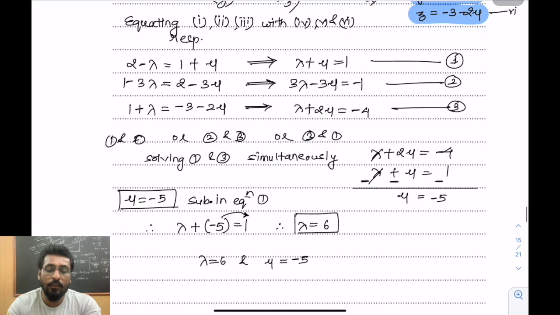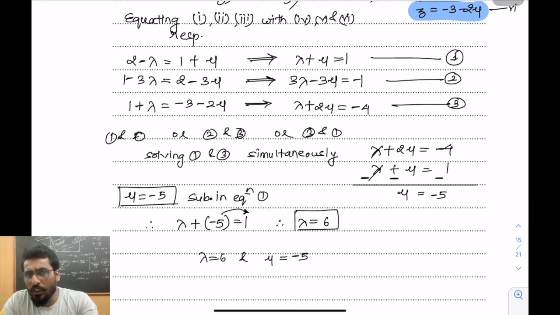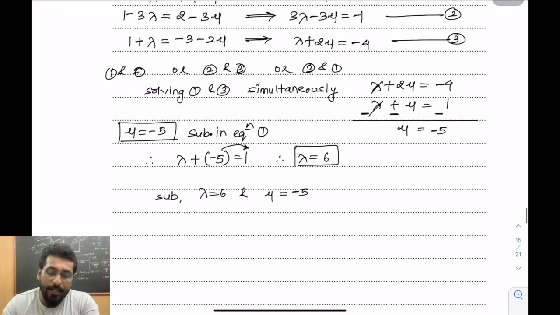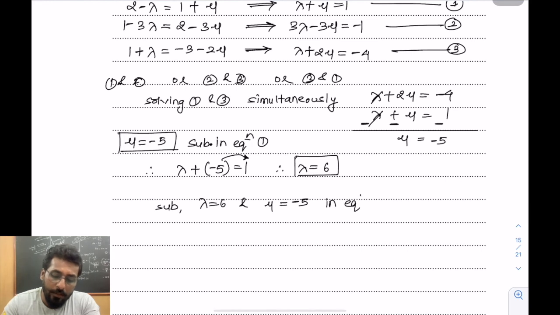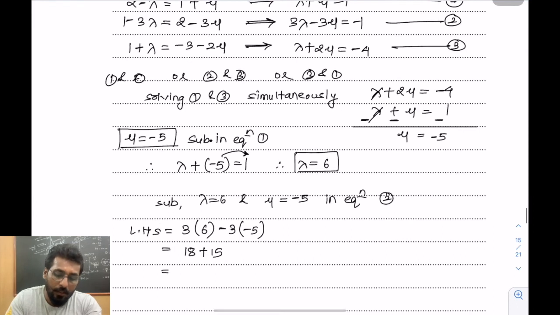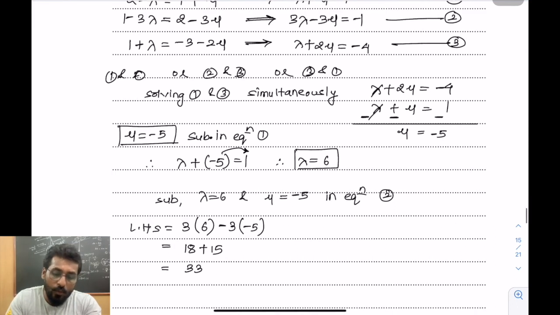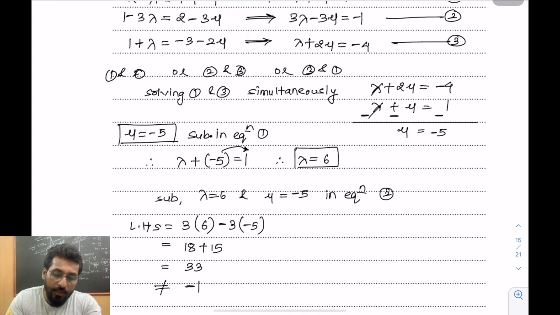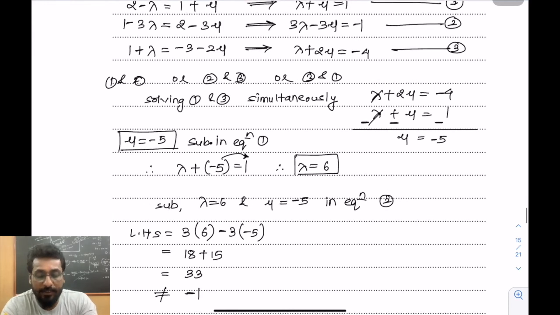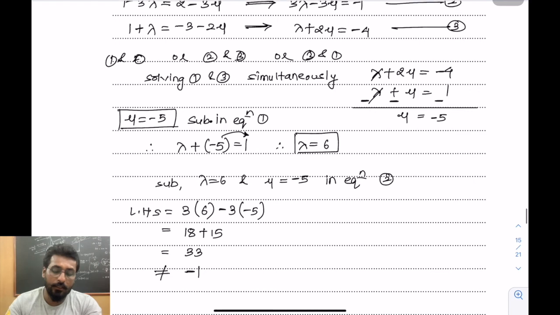So take these values and substitute in the second equation. See whether the second equation is getting satisfied or not. So substitute lambda equal to 6 and mu equal to minus 5 in equation 2. I get 3 times lambda, which is 6, minus 3 times mu, which is minus 5. That's my LHS, right? So that's 18 plus 15, which is 33, which is definitely not equal to minus 1. Am I right? That is not equal to the RHS.